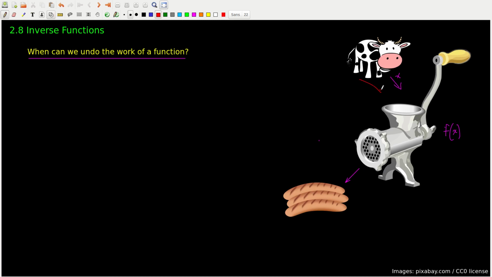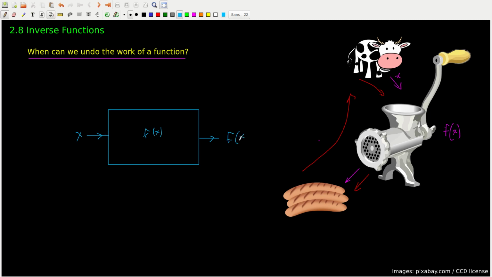We take the input from the domain, we plug it through our function, we get an output in the range. Clearly this can't be undone. We can't reverse this process and turn our sausages back into a cow. If we think more mathematically, a function is simply like a black box where we feed something in, and that something comes from the domain, the x. The box does something to the values, and what comes out is f of x.